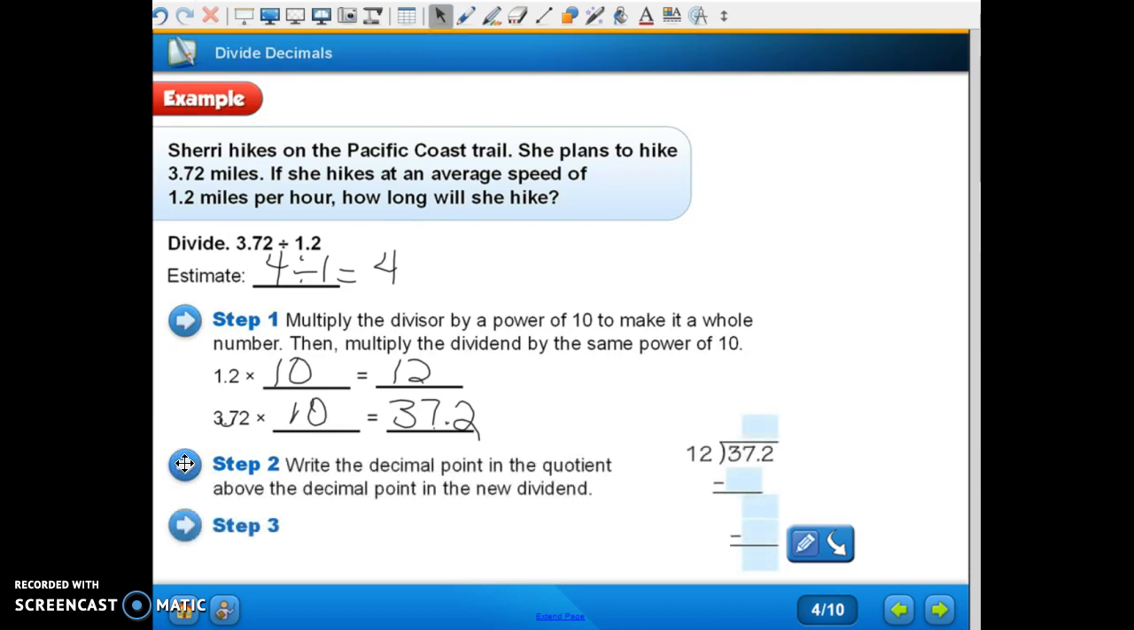Okay, so write the decimal point in the quotient. So we've moved our decimal over one place in each, our dividend and our divisor, and we're going to bring our decimal point straight up into our quotient in our division problem.